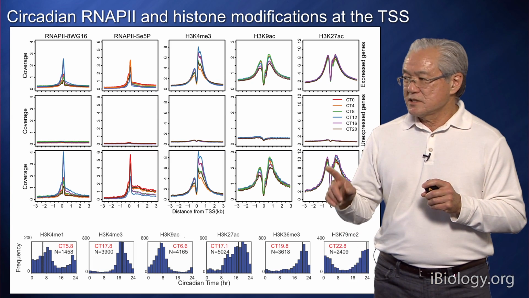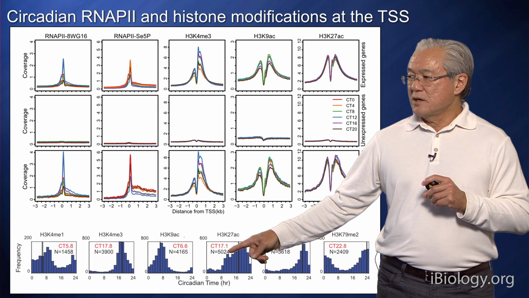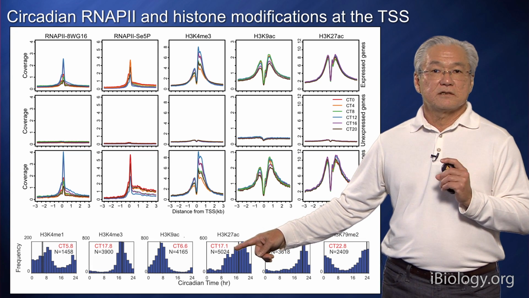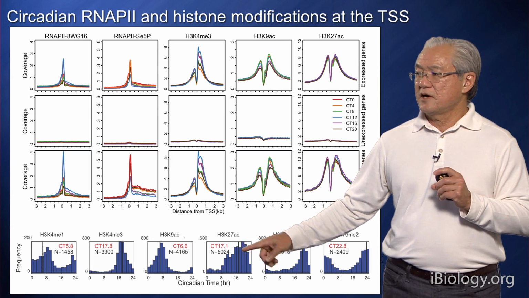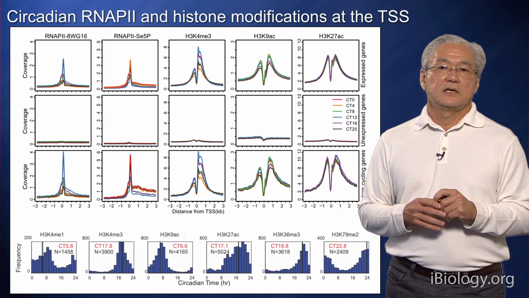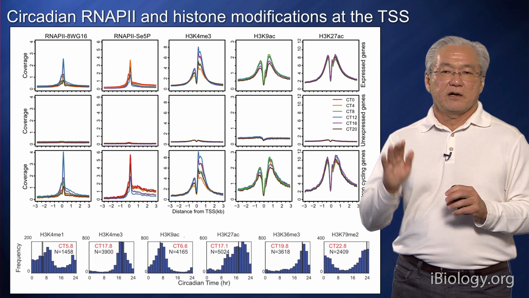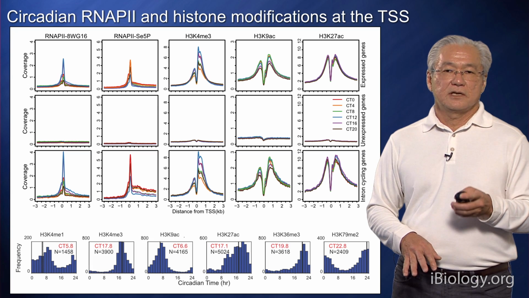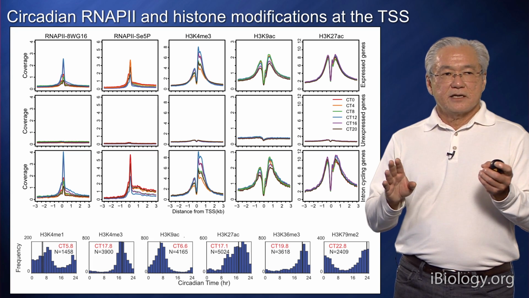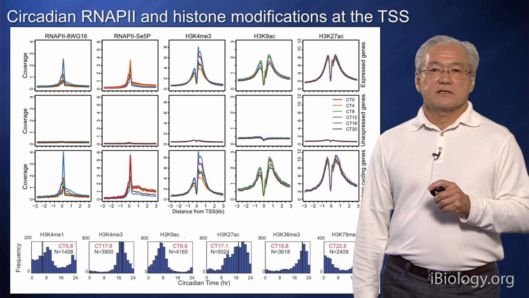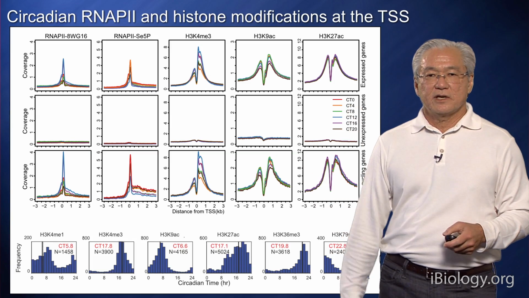And the big surprise here is the sheer number of genes that are cycling. So 4,000 to 5,000 genes in the liver genome are carrying histone modification sites that are cycling on a circadian basis. Much more pervasive than we ever expected.